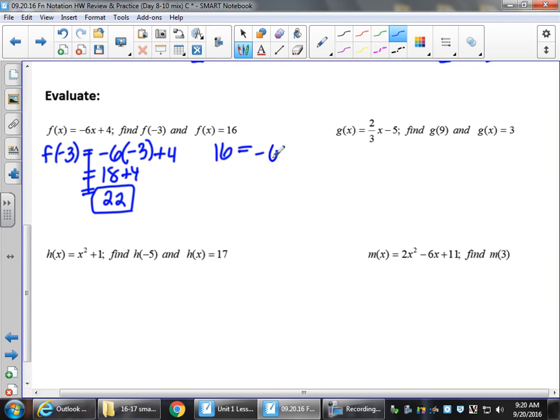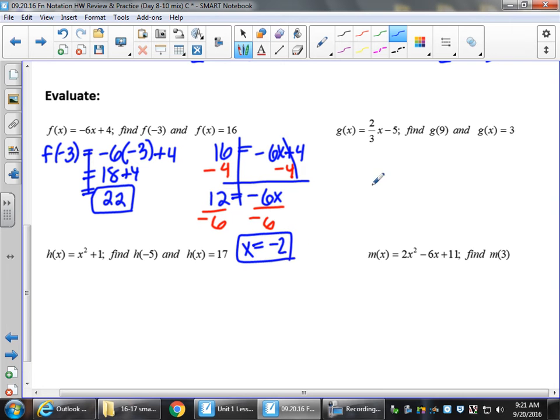So I get 16 equals negative 6x plus 4. I solve. Jeffrey, follow us. Subtract 4 from both sides. Let's sit up nice and tall. I get 12 equals negative 6x. Divide by negative 6. Negative 2. X equals negative 2. Very good.